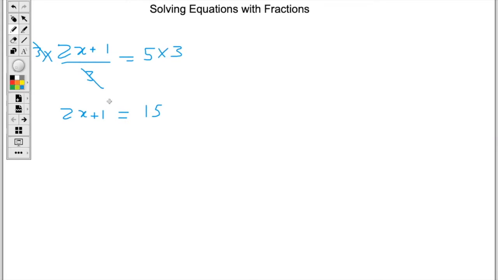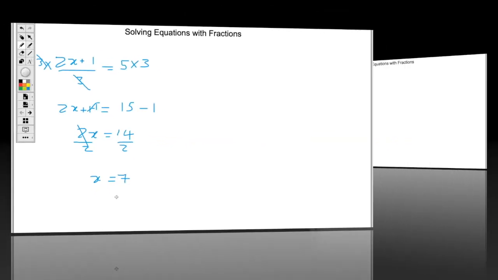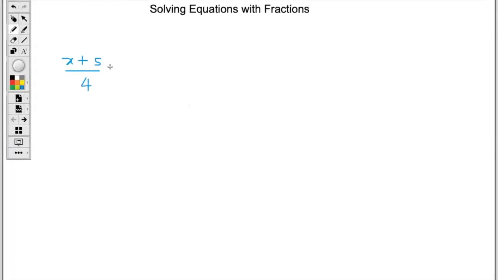Once again, we're solving for x, we need to get rid of the plus 1, so we subtract 1 from both sides. So here we have just 2x is equal to 15 minus 1, that's 14. Then we divide both sides by 2, so x is equal to 7. And that's it.